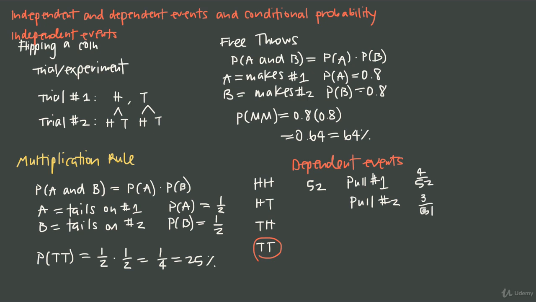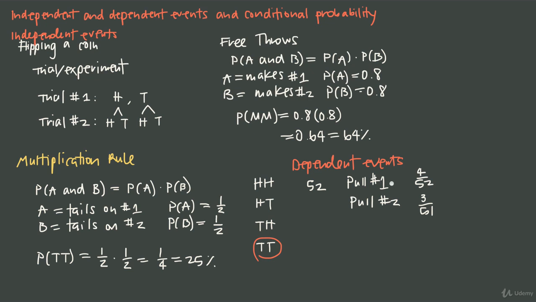These are dependent events, events that affect one another, where the outcome of the first trial, the first experiment, has an effect on the outcome of the second trial or the second experiment. Keep in mind, though, that if I'm pulling cards from a deck and I'm replacing the card each time, so for example, I pull one time, I get a card, then I put that card back into the deck, I shuffle the deck, put the deck on the table, and pull a second card.